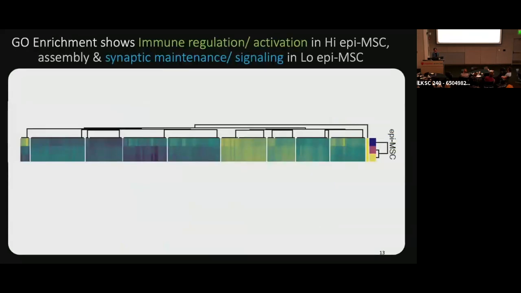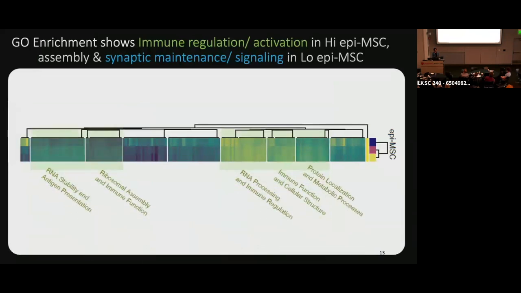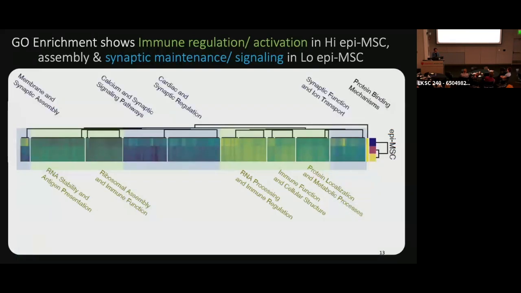And that's backed up when we run a gene ontology enrichment exercise, where in the epi-MSC high cluster, we see these immune activated gene ontology programs, representing, again, a wide variety of programs that we can interrogate more deeply with spatial proteomics and MIBI. And then on the other side, in the epi-MSC low clusters, we see, again, these different pathways that are particularly reflective of microglia support of synapses.